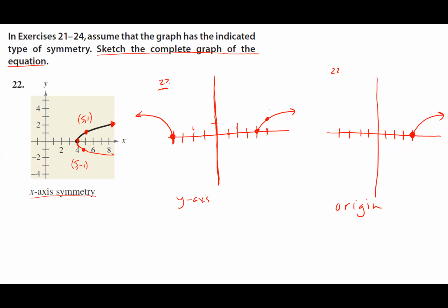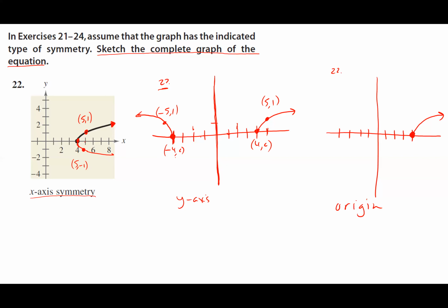If this is (5, 1) over here, what should be the y-axis symmetry? (-5, 1). Okay, boom. (-5, 1). Okay, and if this guy actually is (4, 0), everybody okay with this being (-4, 0) now?